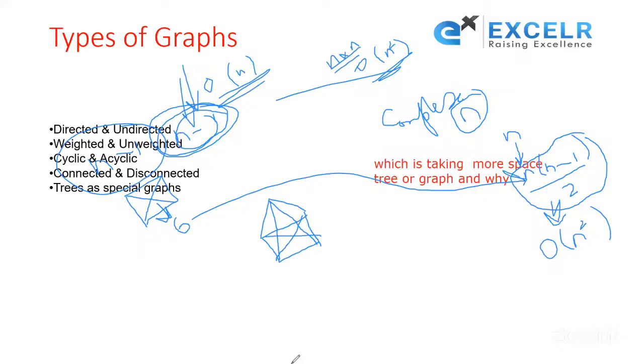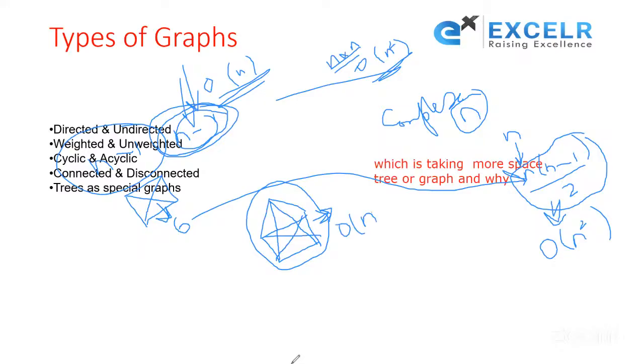So this can be a graph. 5 into 4 divided by 2, so 10. 1, 2, 3, 4, 5, 6, 7, 8, 9, and 10. So this is the complete graph with 5 vertices. So these are the number of edges, and the space complexity would be order of n square.